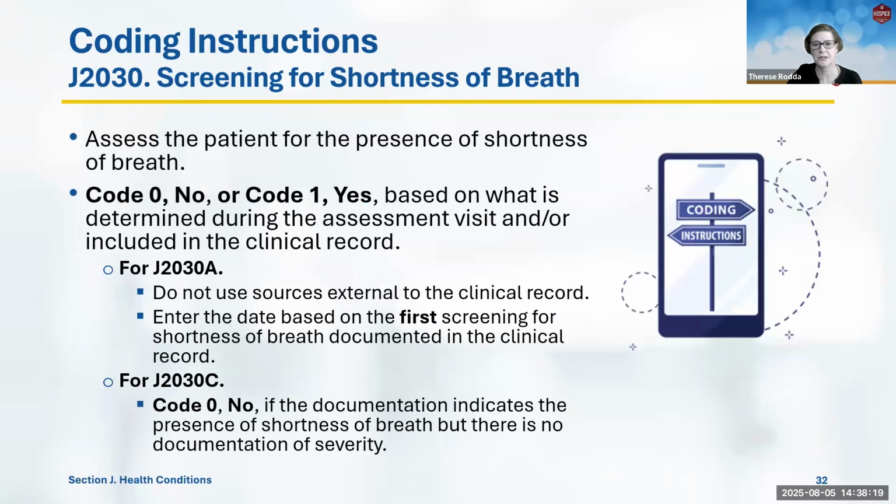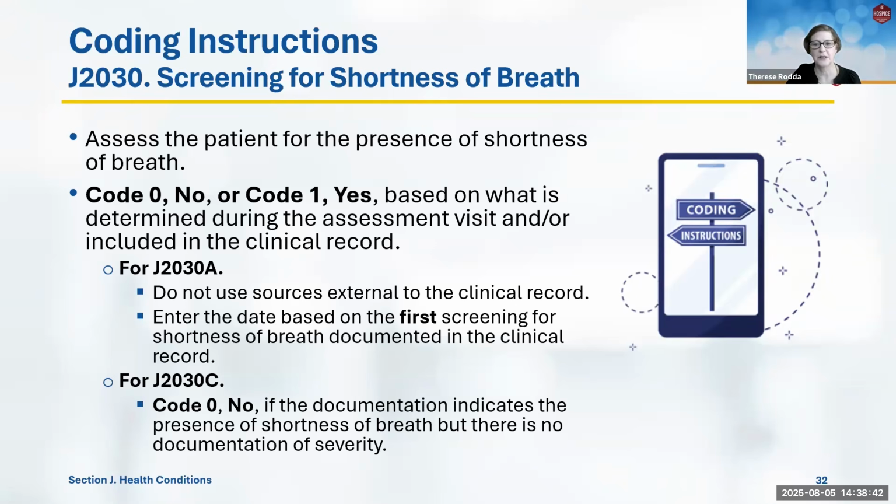The clinician should assess the patient for the presence of shortness of breath. Choose yes or no based on the clinical record or the assessment visit. Then enter the date of the first screening for shortness of breath documented in the clinical record. Part C asks if the screening indicates the presence of shortness of breath in the patient.